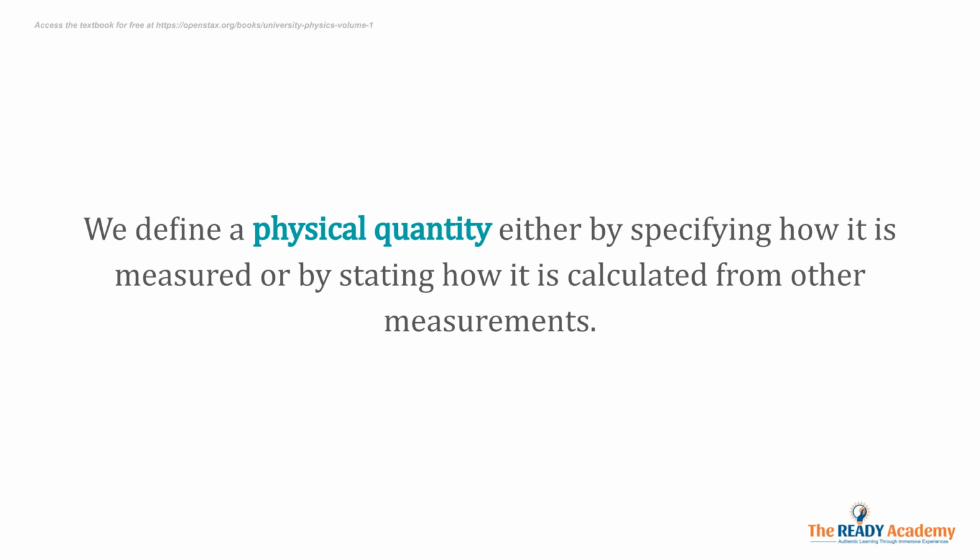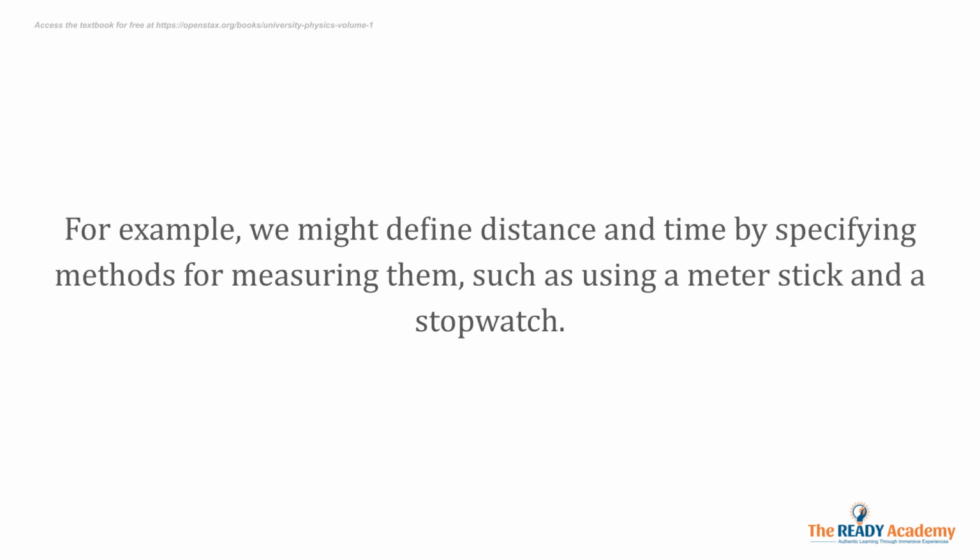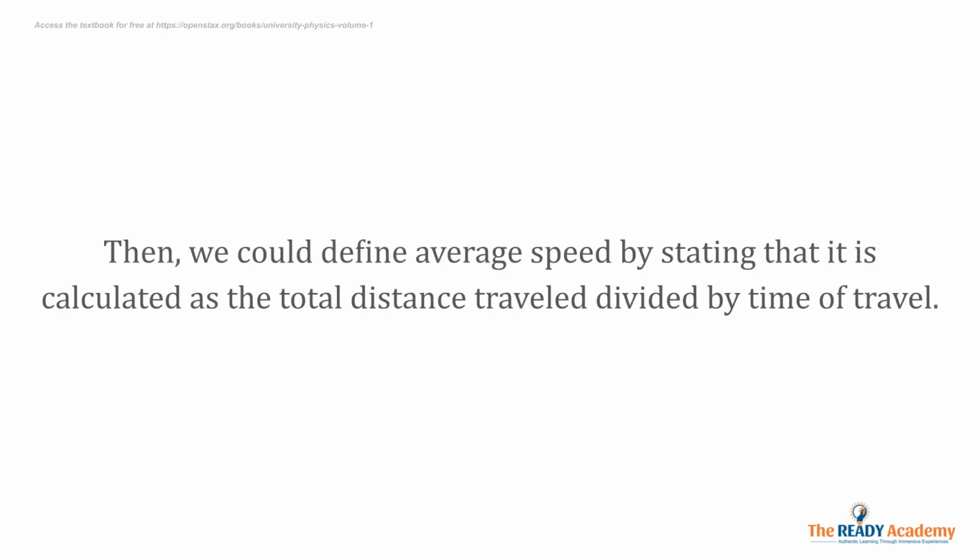We define a physical quantity either by specifying how it is measured or by stating how it is calculated from other measurements. For example, we might define distance and time by specifying methods for measuring them, such as using a meter stick and a stopwatch. Then, we could define average speed by stating that it is calculated as the total distance traveled divided by time of travel.